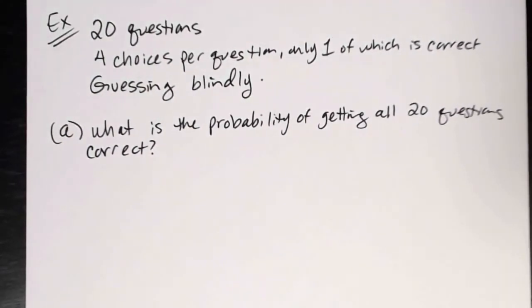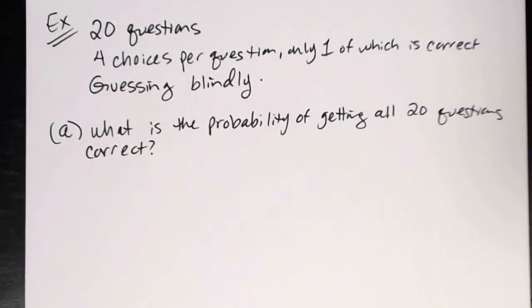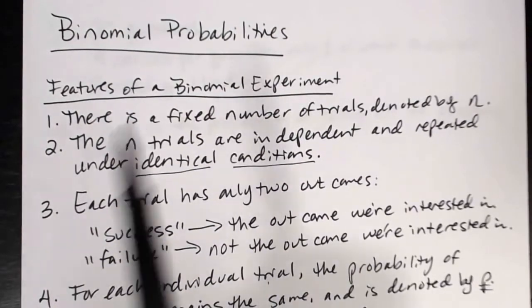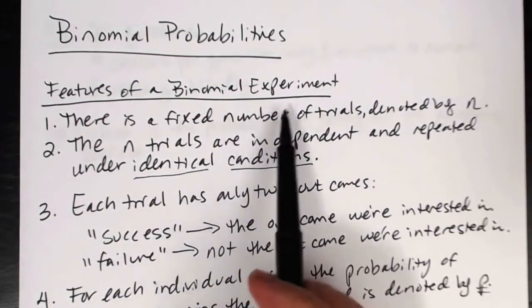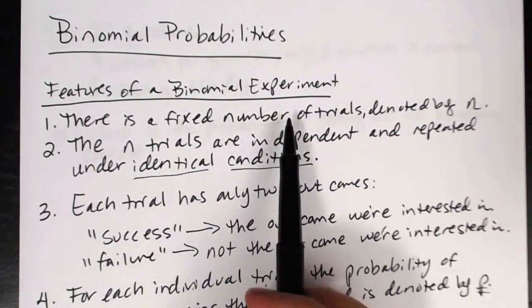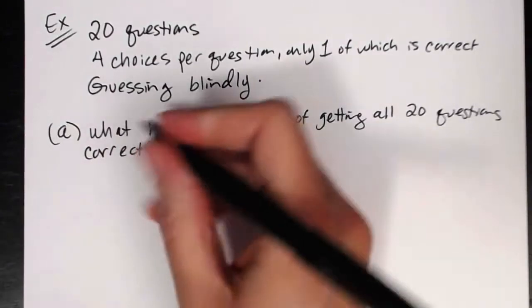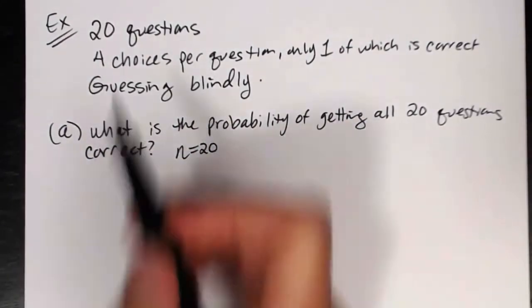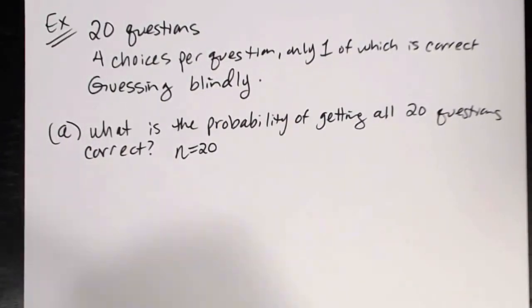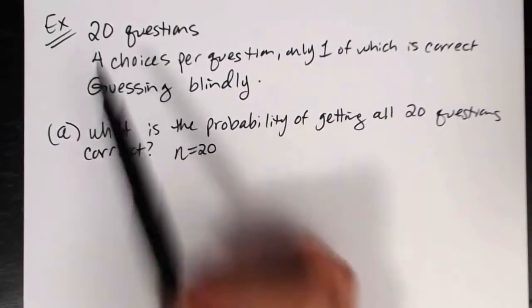First of all, we need to check our list of features to see if this meets the criteria of being a binomial experiment. Are there a fixed number of trials? In this case, yes. They get 20 questions that they're answering, so n is equal to 20. They're going to repeat this guessing process 20 different times.